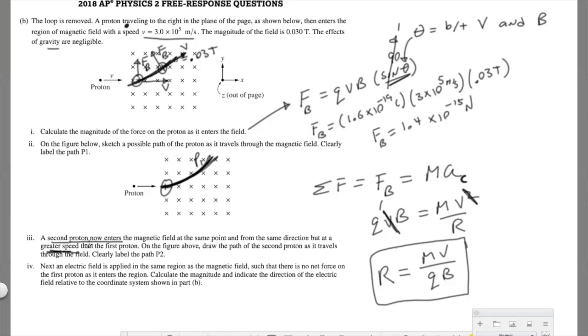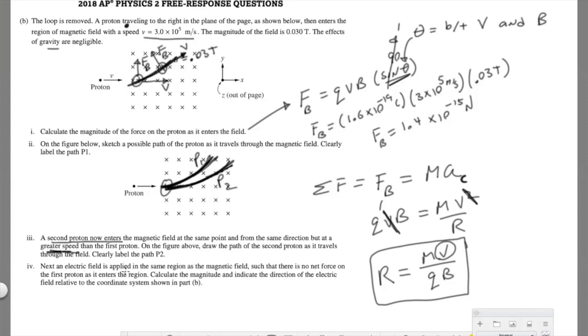The answer to this question lies in this derived equation. What they're setting up for us here is a second proton, so the mass is constant. It's still a proton, the mass did not change. The charge did not change. The field did not change. So all of this stayed constant. The only thing that changed was the velocity. If the velocity is bigger, the radius must be bigger. So we have to draw a circular path with a larger radius. Let's make a bigger circle, something like that maybe. It's a larger circle, so that's going to be P2.